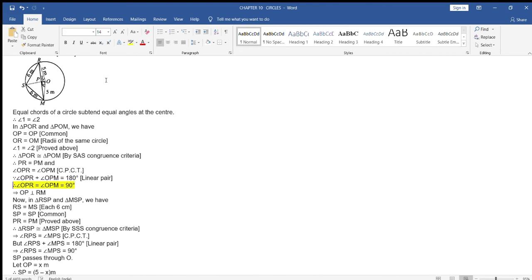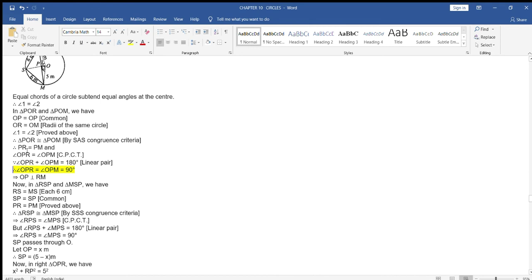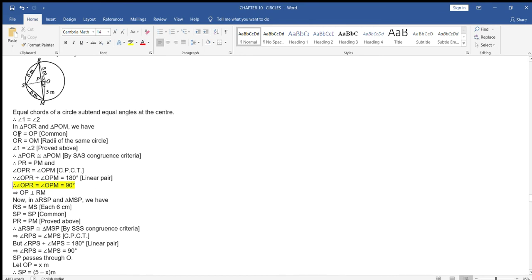So once you find one angle as 90, it means that this OP is perpendicular to RM. The line OP is perpendicular to RM. So now what angle are we having? The remaining triangle. Which remaining triangle? Just see.